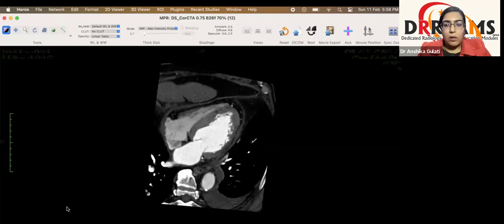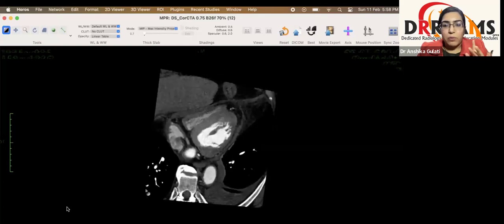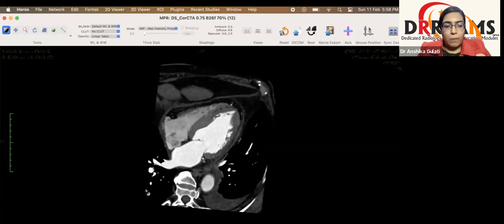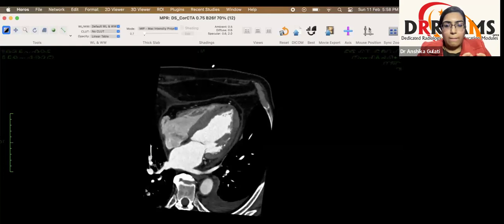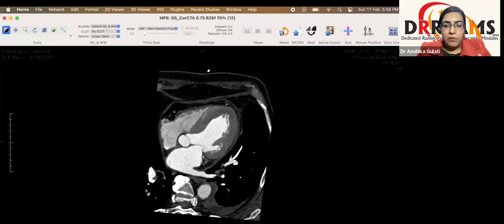And if we scroll cranially from the four-chamber view, we'll get the five-chamber view, as we'll just see. Four-chamber view, by the way, is also known as the horizontal long axis view. And now this is the five-chamber view, which apart from the four chambers shows us the LVOT and the aortic valve. This is the five-chamber view.